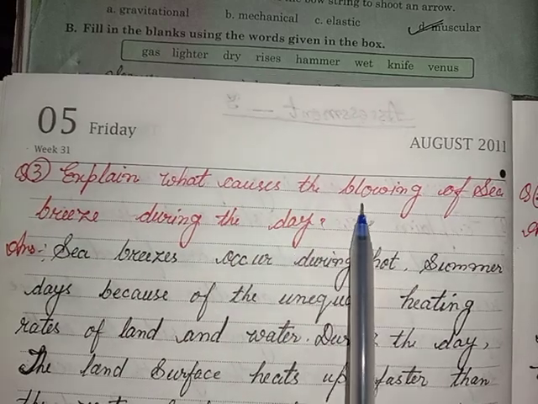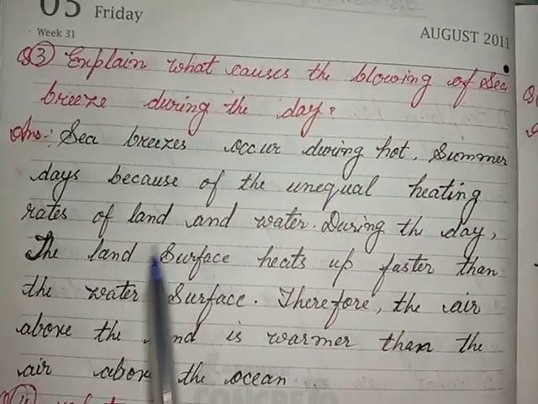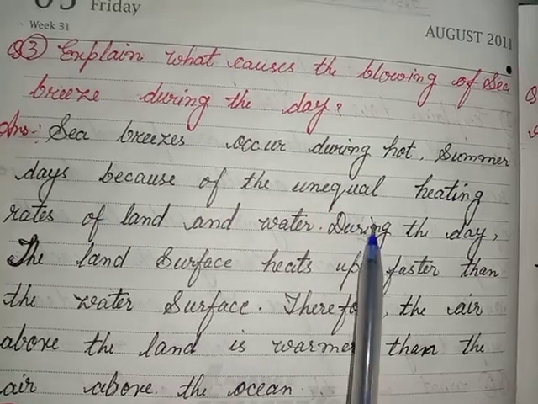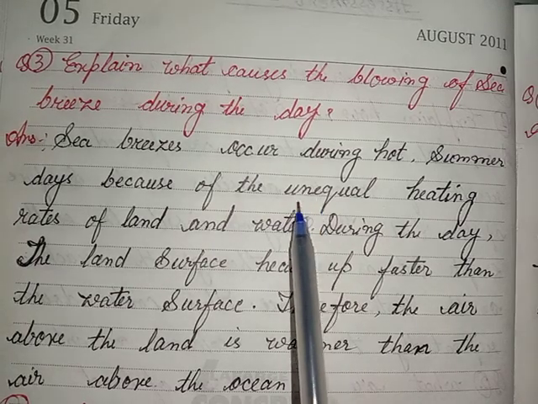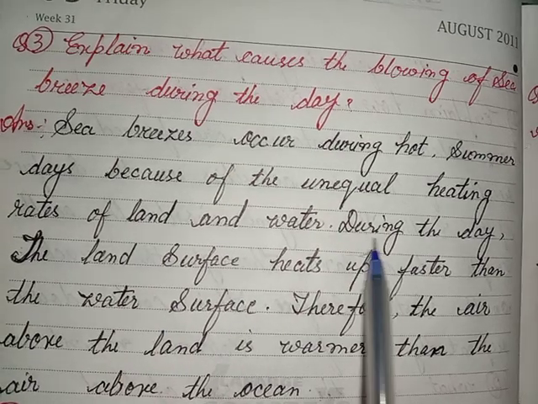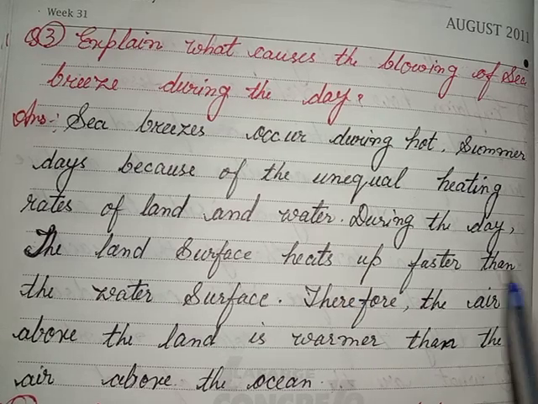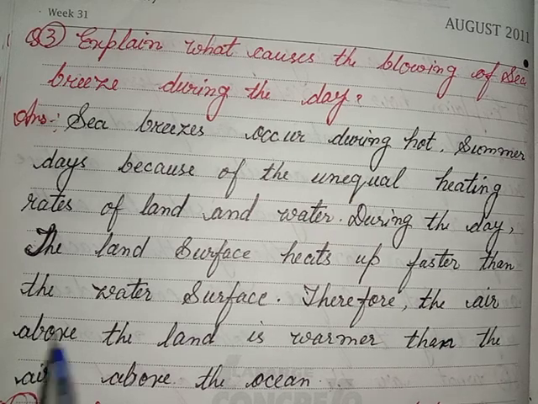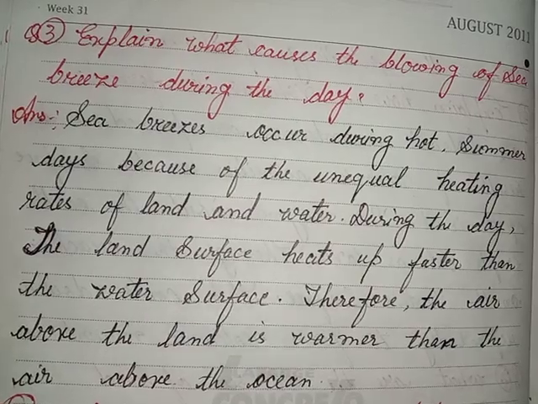3. Explain what causes the blowing of sea breeze during the day. Answer. Sea breeze occurs during hot summer days because of the unequal heating rates of land and water during the day. The land surface heats up faster than the water surface. Therefore, the air above the land is warmer than the air above the ocean.